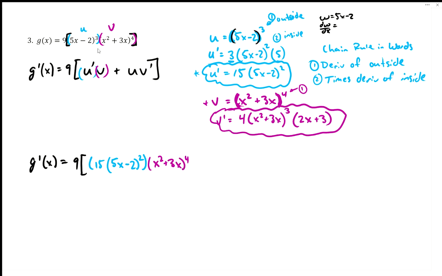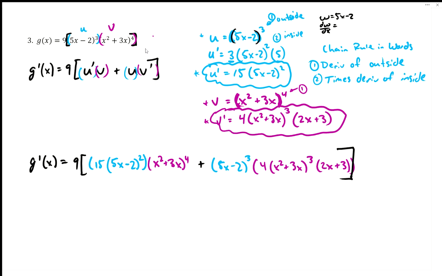There we are. And then plus u, so u is this one, the 5x minus 2 cubed. And then we have our v prime right here. 4, and then x squared plus 3x cubed times 2x plus 3. And then our bracket at the end. Ooh, a little weird. There we are. Okay, got it.